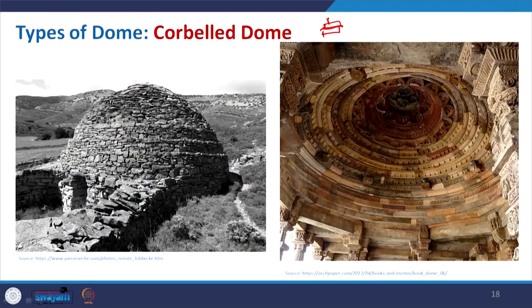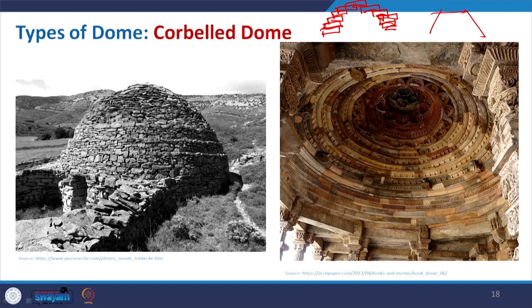So, let us start with the corbelled dome. A corbelled dome is basically where we put layers of brick or stone one after another, and then we take some kind of offset and create this type of hollow space inside. So, the more offset you give, the more it will look like a pyramidal shape, but if you reduce the space between two layers, it will definitely give you the form of a dome.